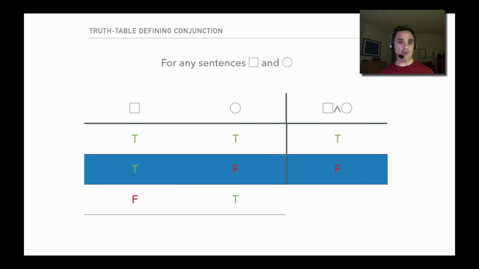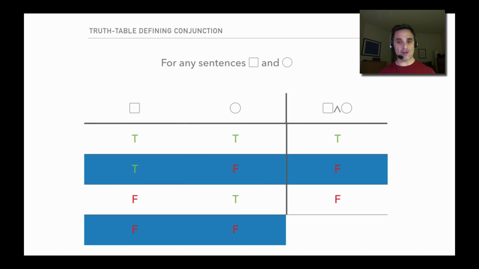On the other hand, if box is false and circle is true, if the left conjunct is false and the right conjunct is true, well, the conjunction is still false because the conjunction has to have both conjuncts be true and they aren't. The left conjunct is false. And finally, if both conjuncts are false, then the whole conjunction is false.